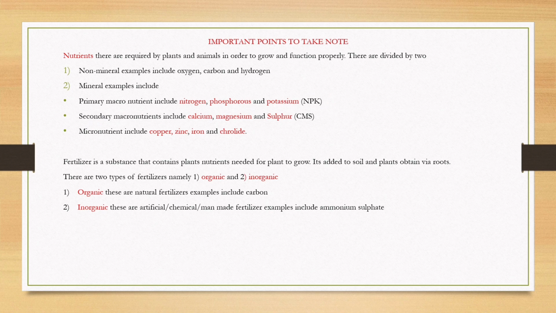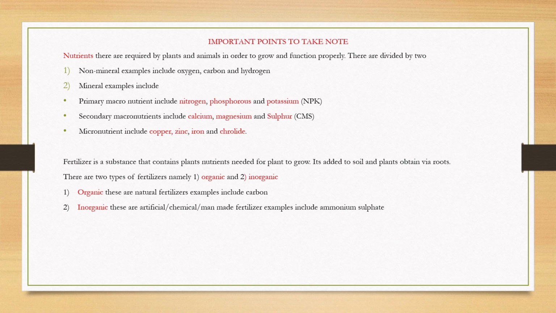So we have said non-mineral nutrients are found in the atmosphere, those are gases, and mineral nutrients are found in the water and in the soil. Mineral nutrients are also grouped in three: primary, secondary, and micro. You also need to know the difference between macro and micro. Macronutrients are nutrients needed by plants in large amounts, and micronutrients are nutrients needed by plants in small amounts.